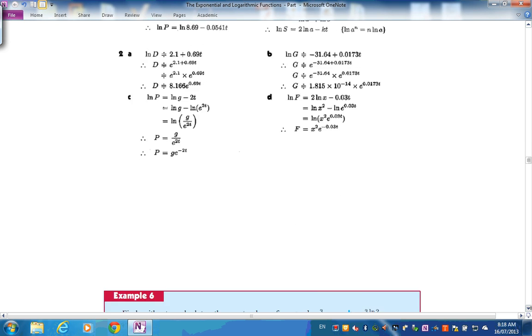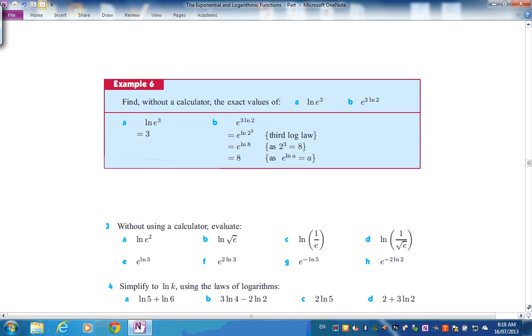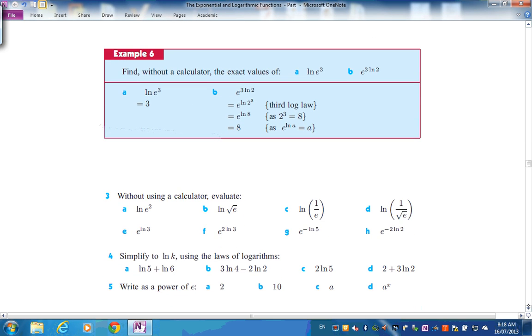Let's have a look. Bring all this up together. I think questions 3, 4 and 5. Find without using a calculator these. Well, this is definition stuff. The log of a number. Okay, so over here, the log of this number is the power you raise the base to get it. The base is e, and it's written as a power of e. Therefore, the log is just the power. Remember, the log of a number is the power you raise the base to, to get the number.